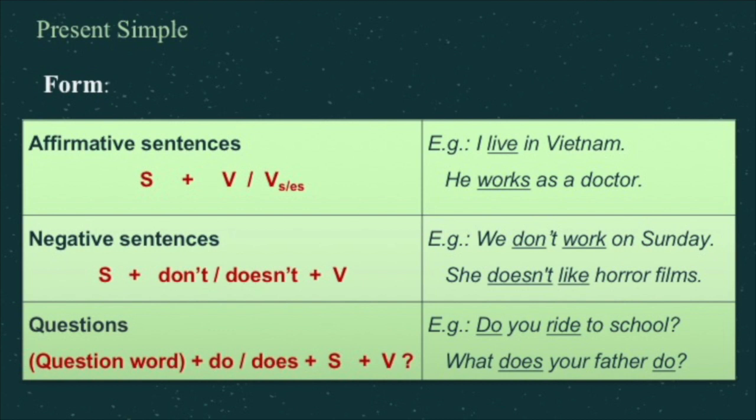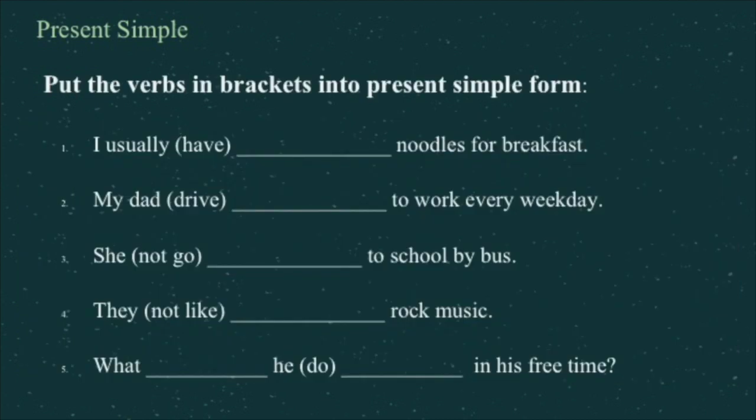To make questions in present simple, we need to use do or does and then a subject, and then a verb pair. If there is a question word like what, where, when, why, which, or how, it will stand at the beginning of the question. For example, do you ride to school? What does your father do? Now it's time for you to do some practice. Let's pause the video and finish the task on the screen.